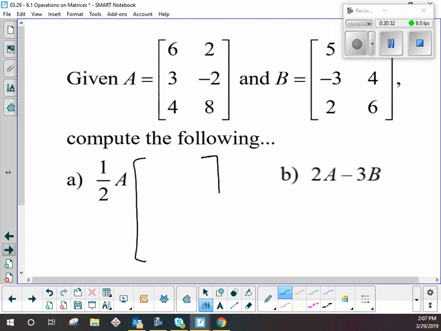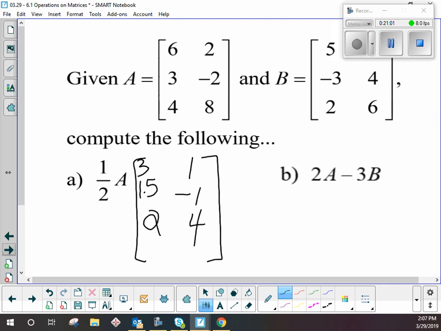Mondo, come do this for us, please. You can take 1/2 of everything in that matrix and put your answer in right there. Yeah, that's right. All right, thank you, perfect. Who got that? When you took 1/2 of everything in matrix A.